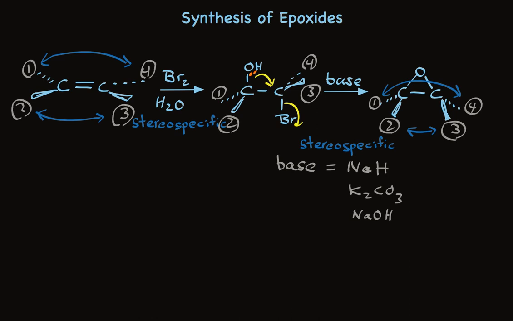So, bottom line, alkenes are converted stereospecifically into epoxides. You can use a single-step process using peracid, or a two-step process using bromine and water, followed by base. Both approaches give very good yields and are used widely.